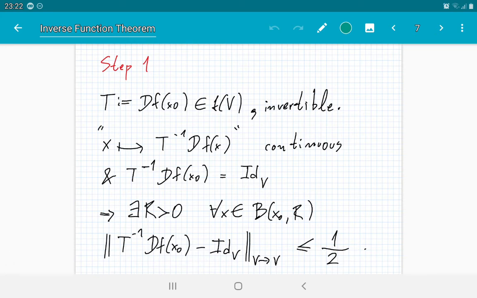Instead of writing df of x naught at all steps, I'm going to write T. So T is the derivative of f at point x naught. It's an invertible operator by assumption. Now, I'm going to look at this mapping that takes x to T minus 1 df of x. The mapping from x to df of x is continuous because we're assuming that f is C alpha. If alpha equals 1, that means that the first derivative is continuous. If alpha is larger than 1, then better still, it means that df is differentiable. Therefore, it's continuous. So x maps to df of x is continuous.